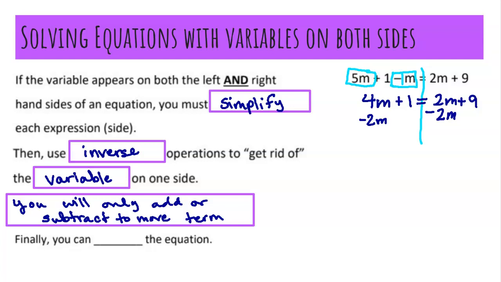Because what's going to happen is 2m minus 2m equals 0. So all I will have left on the right side is 9, because these two will cancel each other out. And then I'm going to combine these. 4m minus 2m gives me 2m. And I'm going to bring down this plus 1 that did not change.